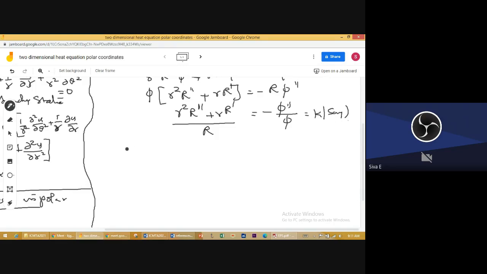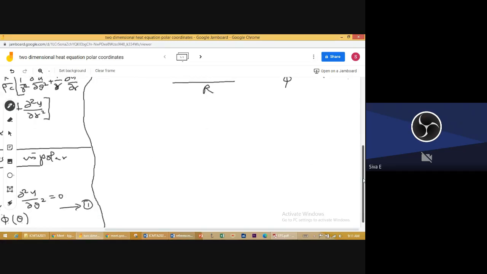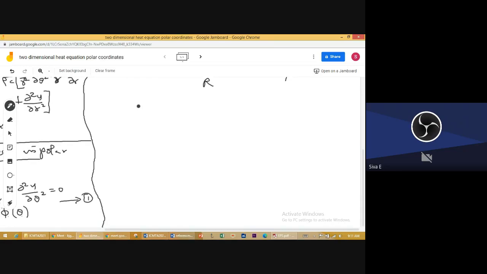Okay. So therefore, we can write these two equations as r square R double dash plus r R dash minus a R equal to 0, and then one more equation is pi double dash plus a pi equal to 0.